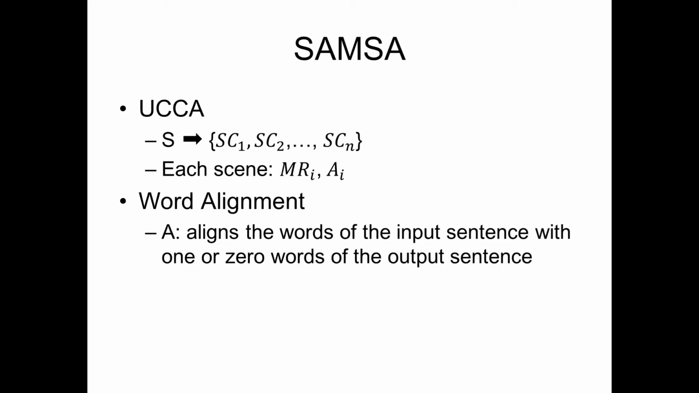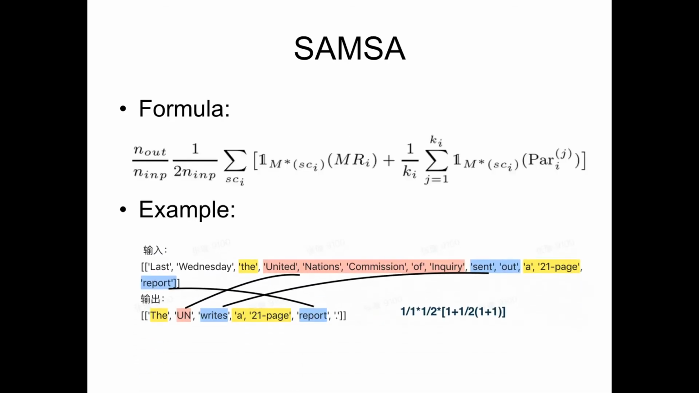The goal is to evaluate whether the main meaning of the input sentence is kept in the output sentence. The formula is as follows, where n-in and n-out are the number of sentences of input and the number of sentences of output. I will use an example to explain.